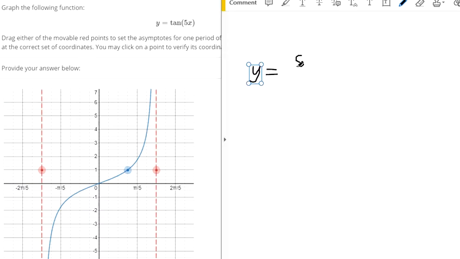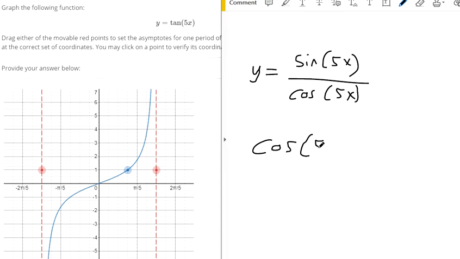So I'm going to rewrite this as y equals sine of 5x over cosine of 5x, because tangent is just sine over cosine. And then you want to find out where divide by 0 errors happen, because if you figure that out, then you have asymptotes, right? So cosine of 5x equals 0.